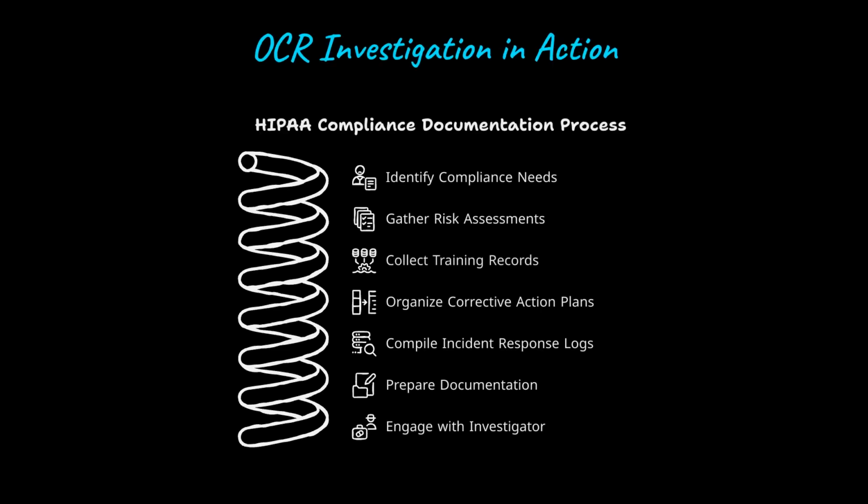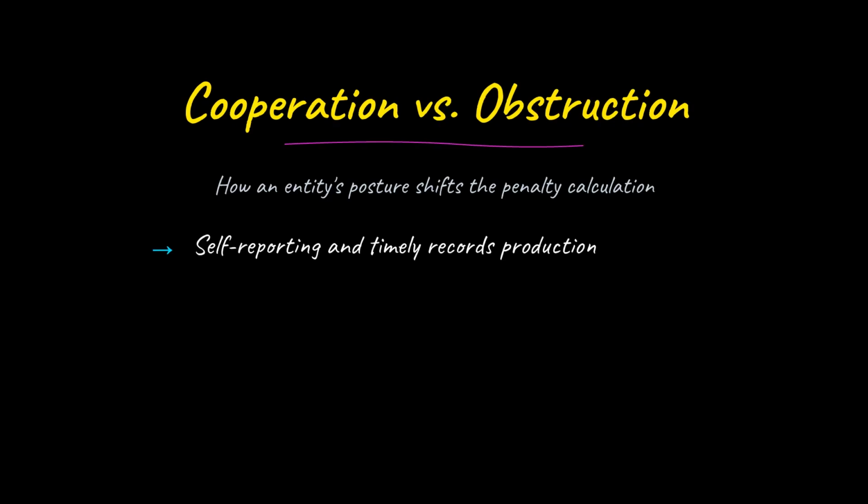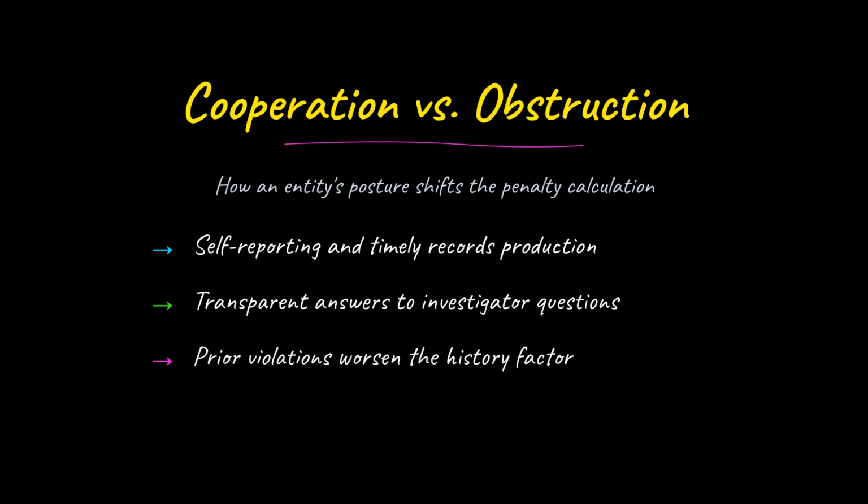In practice, an entity under investigation supports its position by producing organized documentation, risk assessments, training records, and corrective action plans, and by engaging transparently with investigators throughout the process. An entity that self-reports, cooperates fully, and implements meaningful corrective action typically faces a less punitive outcome. An entity with prior violations, limited cooperation, and documented harm faces a much steeper calculation.